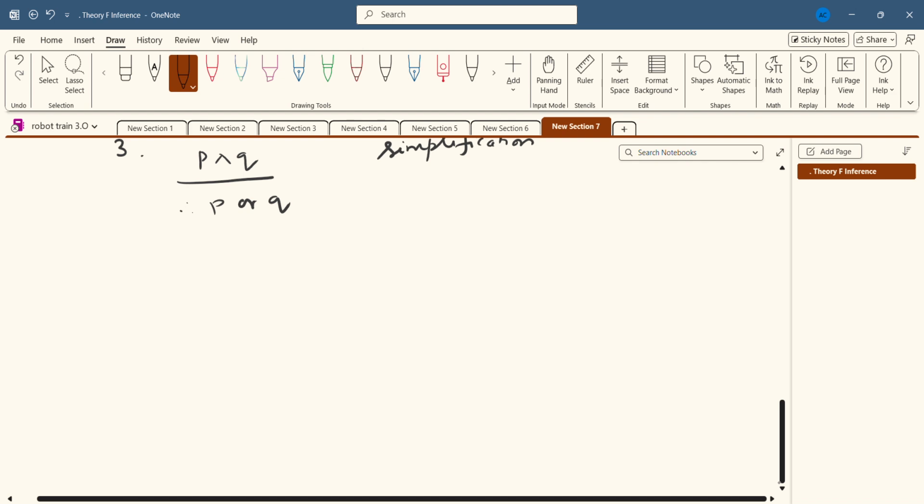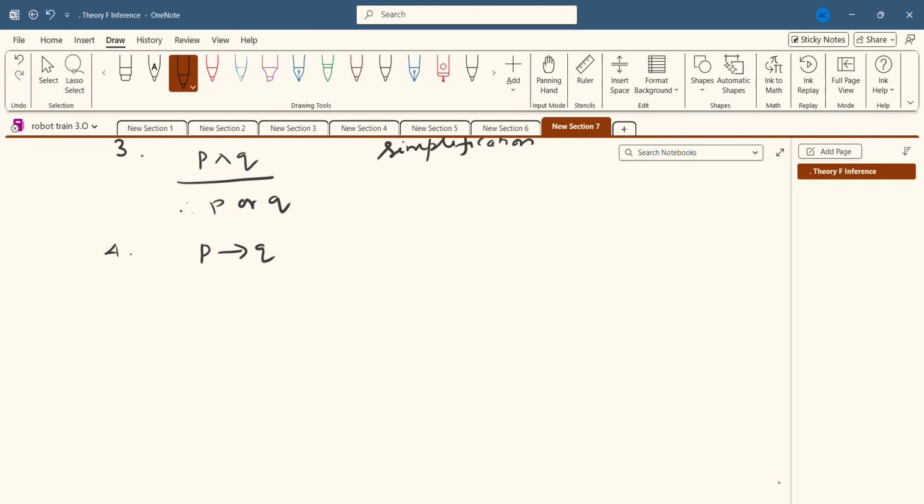And fourth one: P conditional Q, P, therefore the conclusion is Q. This one we call modus ponens. This is very, very important. Frequently we use the modus ponens rule of inference in problems.